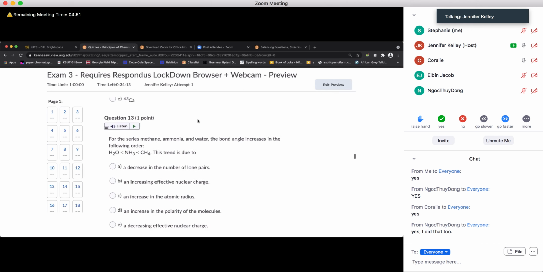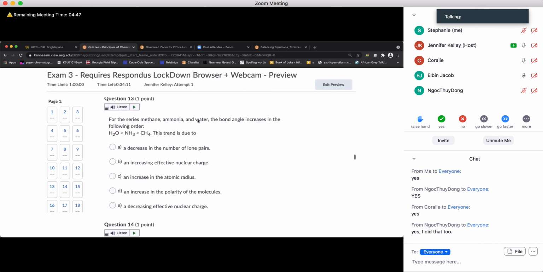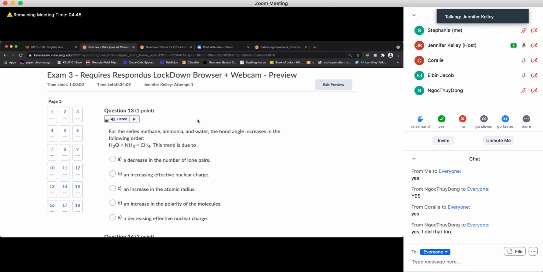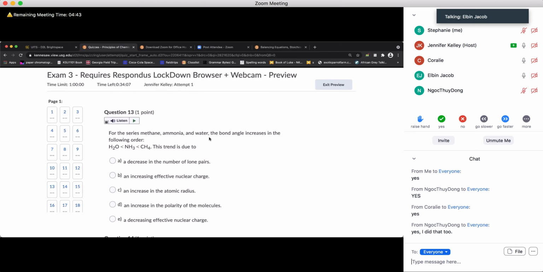All right. Let's see what else. What about 13? This one here? I think I did lone pairs. I think it's A. Yeah, I'm pretty sure it's lone pairs. All of them have the same electron geometry, so that would be tetrahedral electron geometry. CH4 has no lone pairs. NH3 has one lone pair, and H2O has two lone pairs.